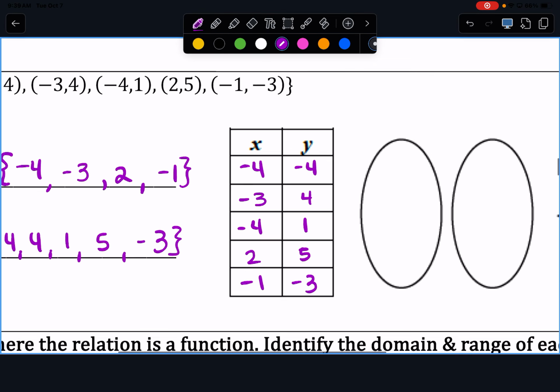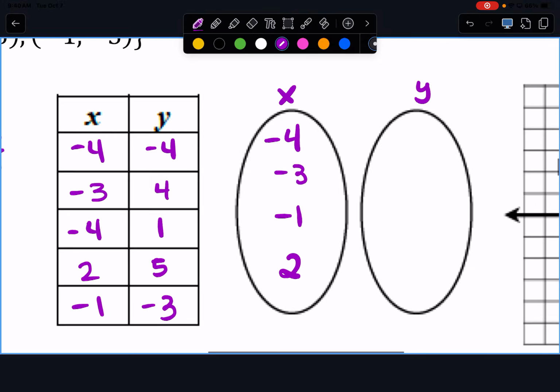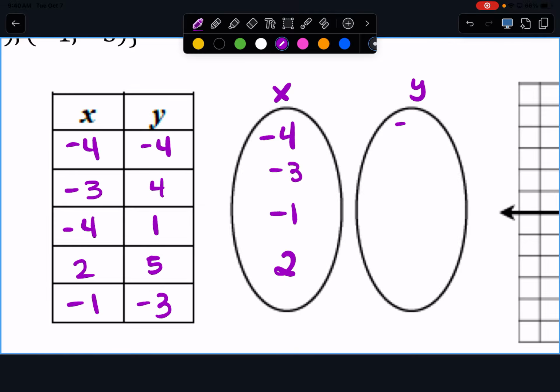Then we are going to set up our mapping. So x and y. Do I have a duplicate x? Yes, -4, so we will just put -4 one time. Then we'll do -4, -3, -1, 2. Then for y, what do I need to put? We'll try to do it in numerical order, so smallest to biggest. -4, -3, 1, 4, 5.